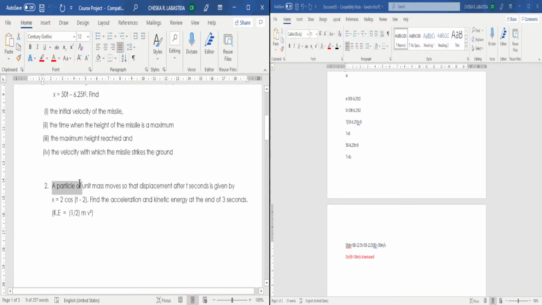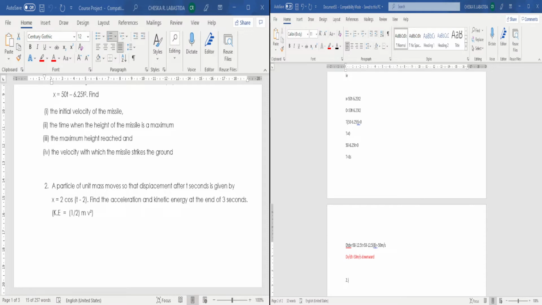A particle of unit mass moves so that its displacement after t seconds is given by x = 2 cos(t - 2). Now, find the acceleration and kinetic energy at the end of 3 seconds. KE is equal to 1/2 mv squared. Okay, so right now, let's go to the second question here.